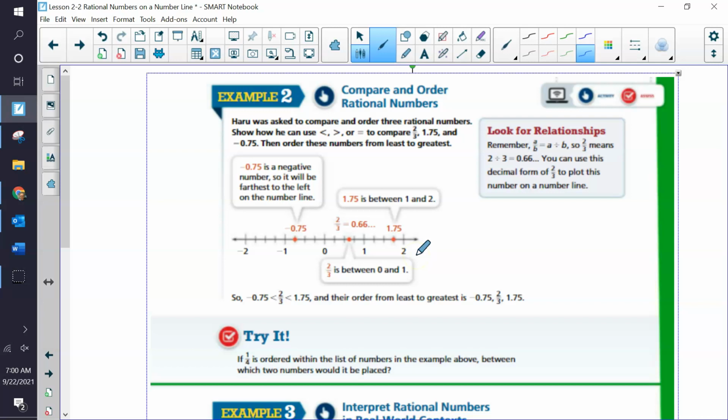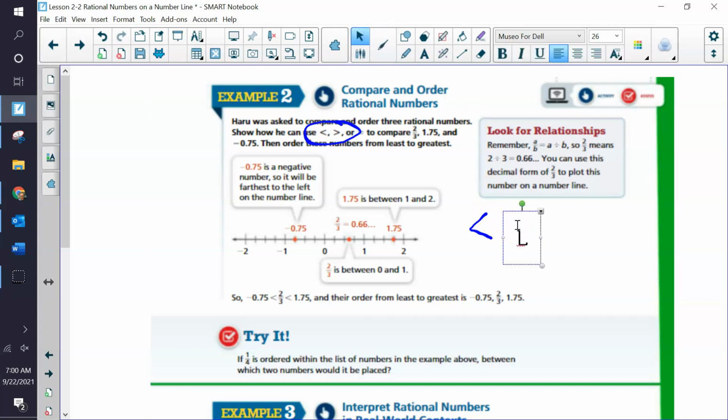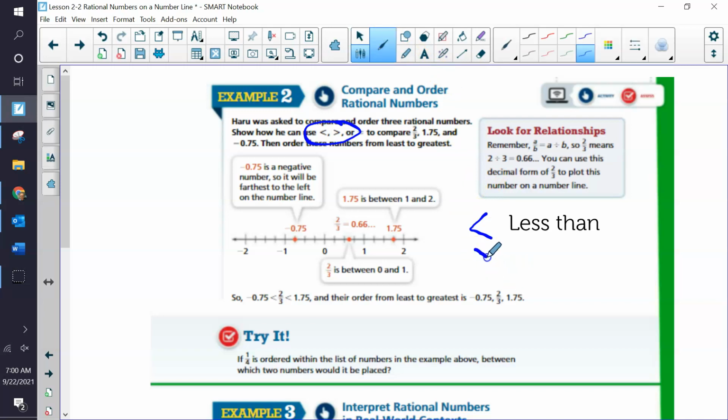So when we compare and we use these symbols, do you remember those? This symbol right here means less than, right? So this is our less than symbol. It's going to be easier if I type it here. It looks like a big giant L. So we're going to say that this is the less than symbol. That means when you see that symbol, you say the words is less than. And then when we see this symbol here, this is the greater than symbol.